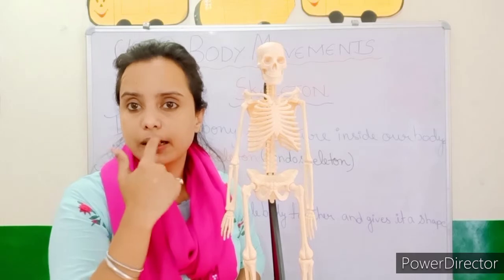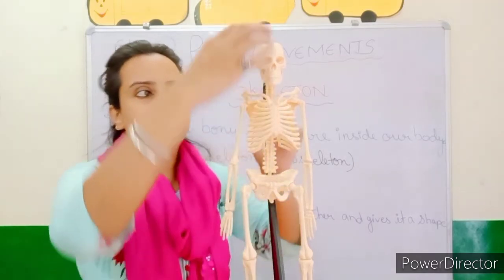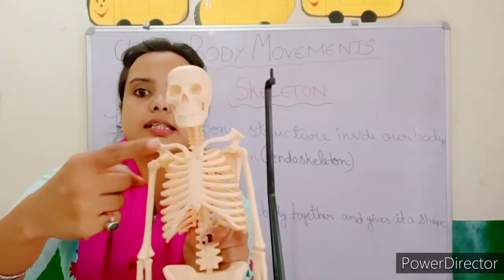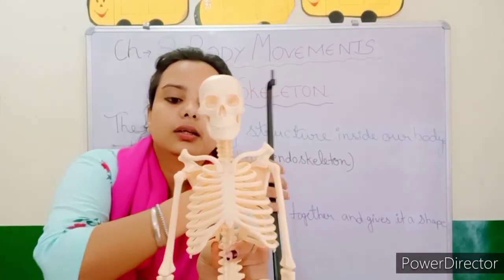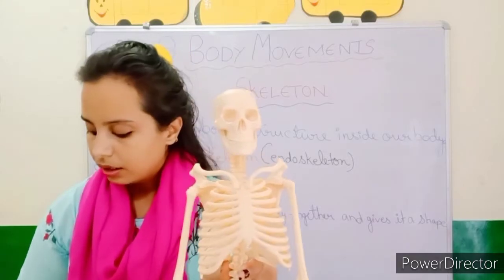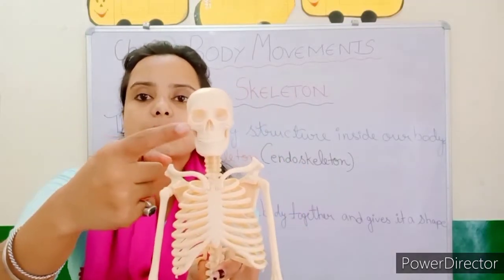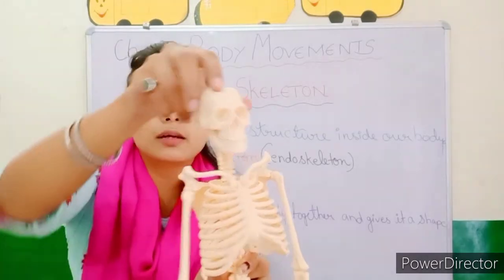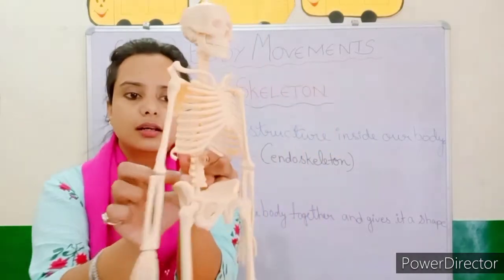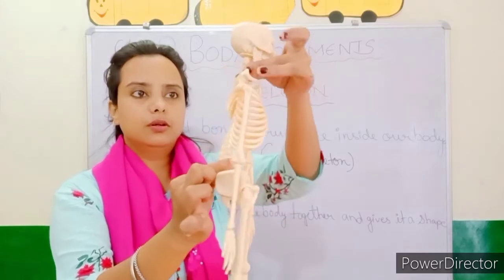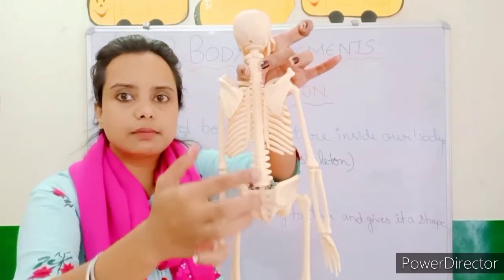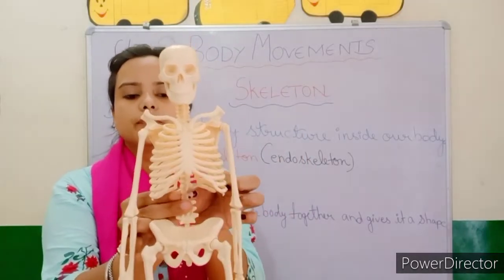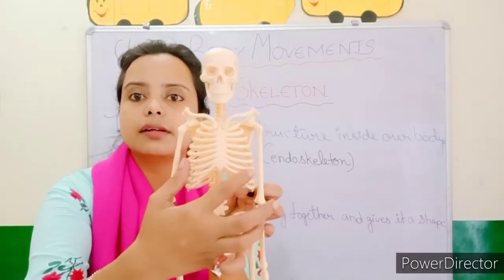Now the lower part is known as the mandible. Okay, mandible. So here now you can see this is known as the mandible, and this part is the backbone. Okay, this is known as the backbone, which is also known as the vertebral column. Okay, and this is known as the rib cage.